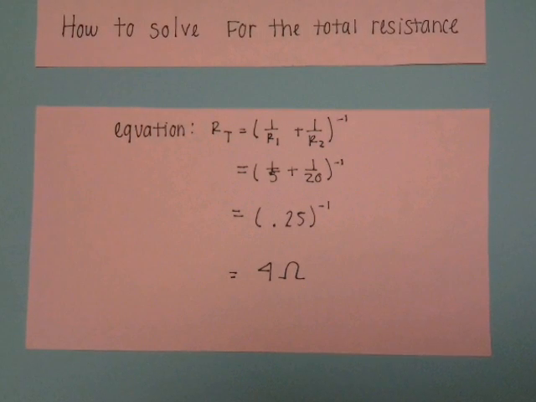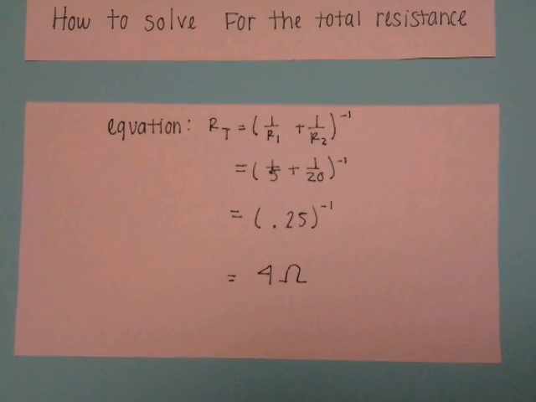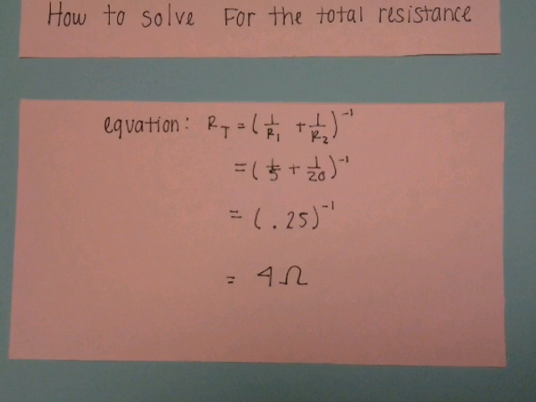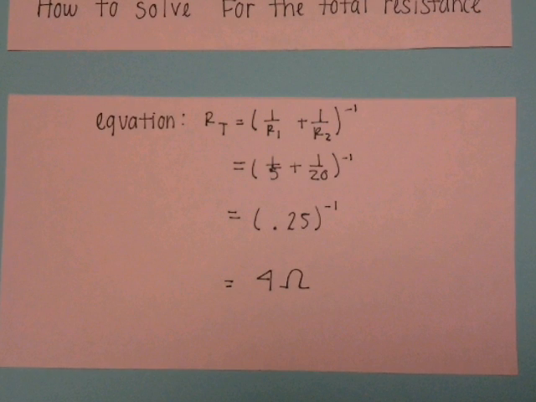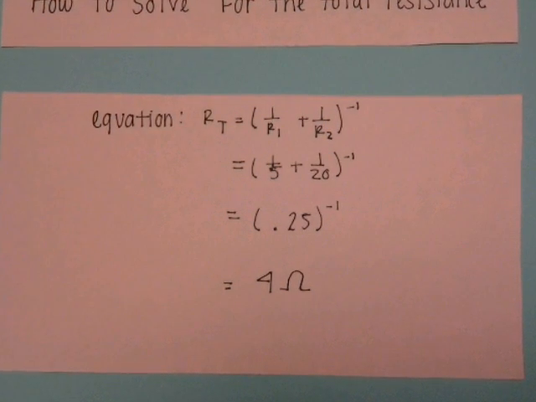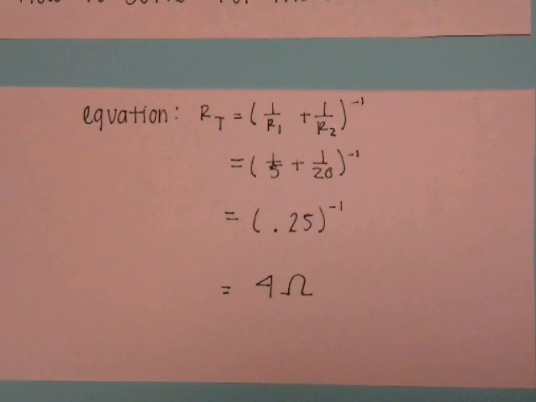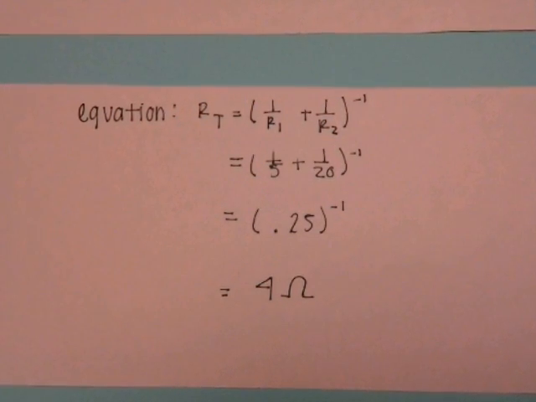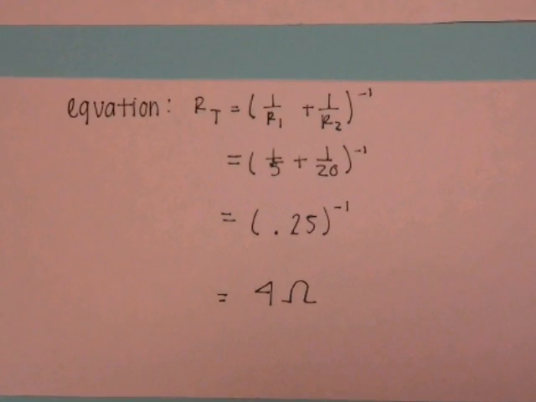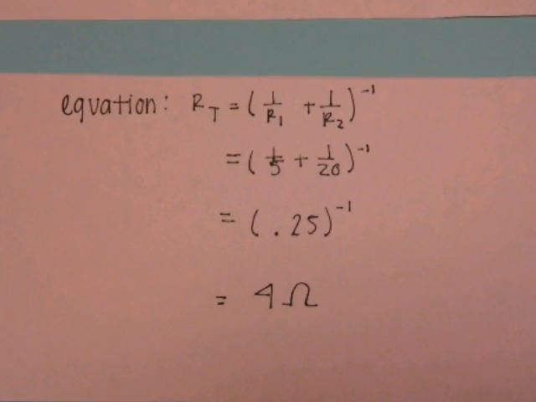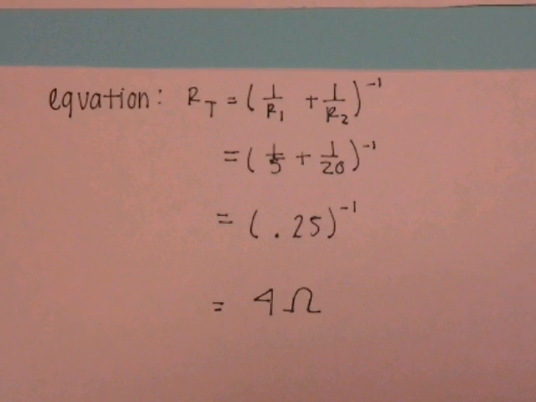To solve for total resistance for a parallel circuit, you should use the equation total resistance equals 1 divided by R1 plus 1 divided by R2, all raised to the negative first power. Let's begin with substitution. Since R1 is 5 ohms and R2 is 20 ohms, the equation would be total resistance equals 1 divided by 5 plus 1 divided by 20, all raised to the negative first power. 1 divided by 5 plus 1 divided by 20 equals 0.25. You would then raise 0.25 to the negative first power, and your final answer for total resistance would equal 4 ohms.